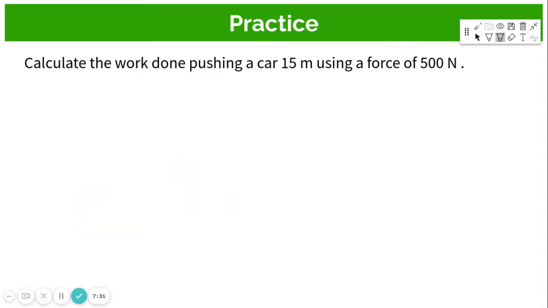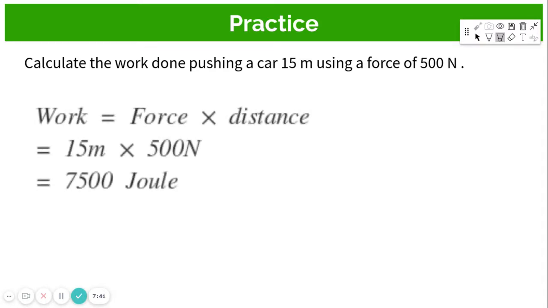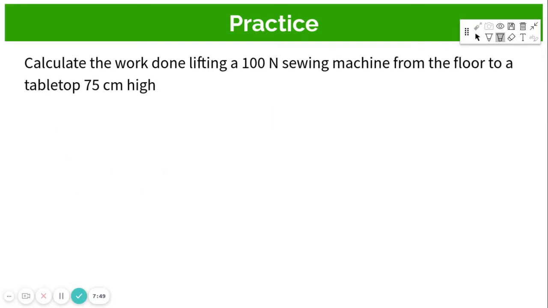All right, cool. Let's try another one. Calculate the work done pushing a car 15 meters using 500 newtons of force. All right, pause the video and work it out. Okay. The answer is 7,500 joules. It's the force, 500 newtons, times the distance, 15 meters, gives you 7,500.